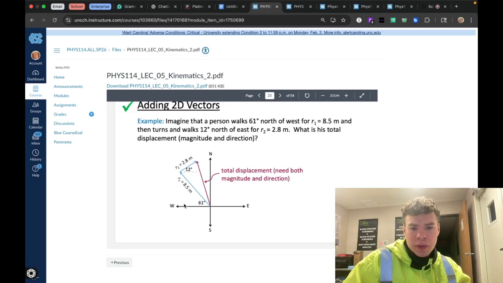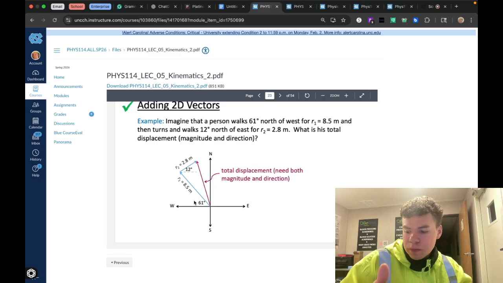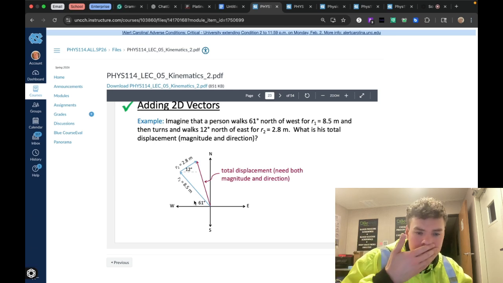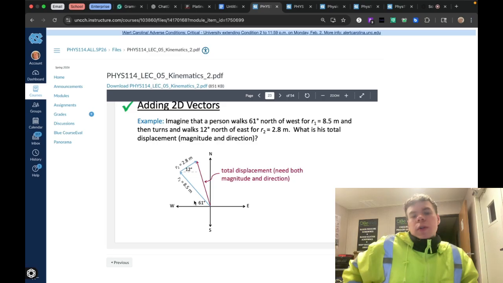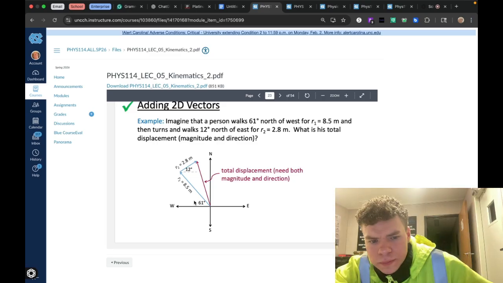pretending that this is 61 degrees north of west, and then if I do the math correctly, we'll confirm our actual angles because Google isn't helping. Well, Google kind of helped. ChatGPT didn't really help explain it. And then obviously, whoever made this PowerPoint is incompetent. So let's figure this out.